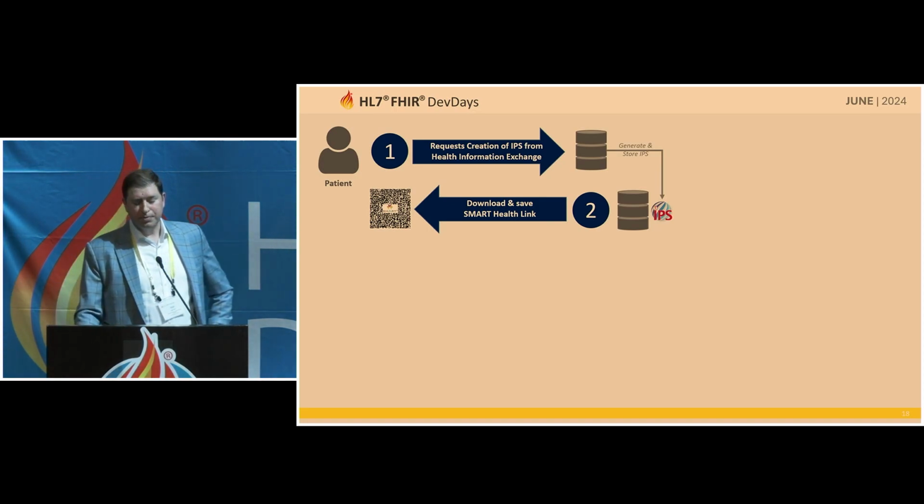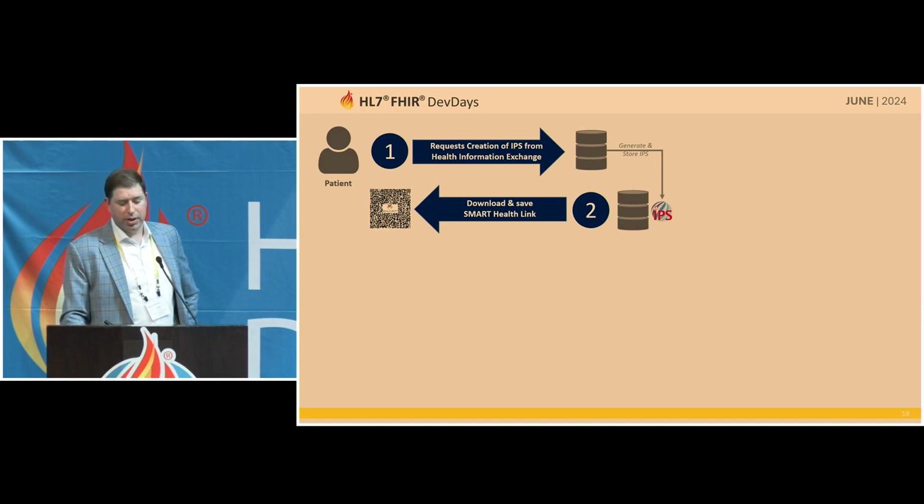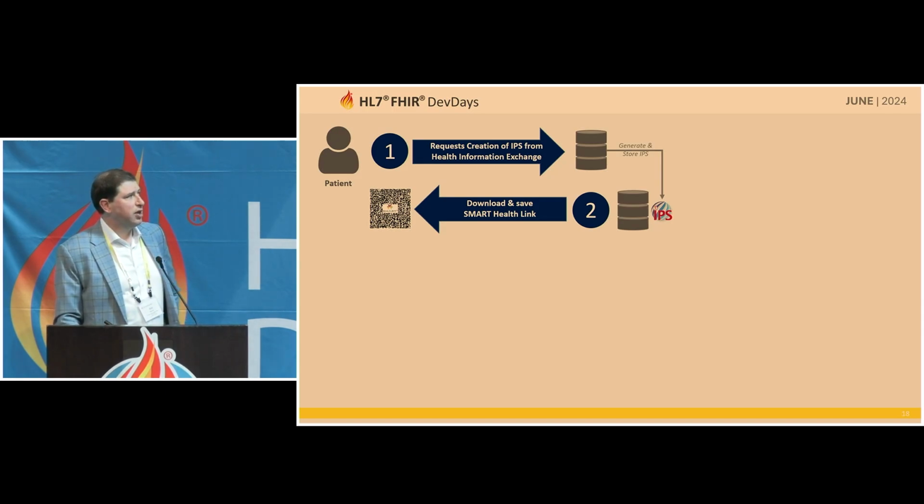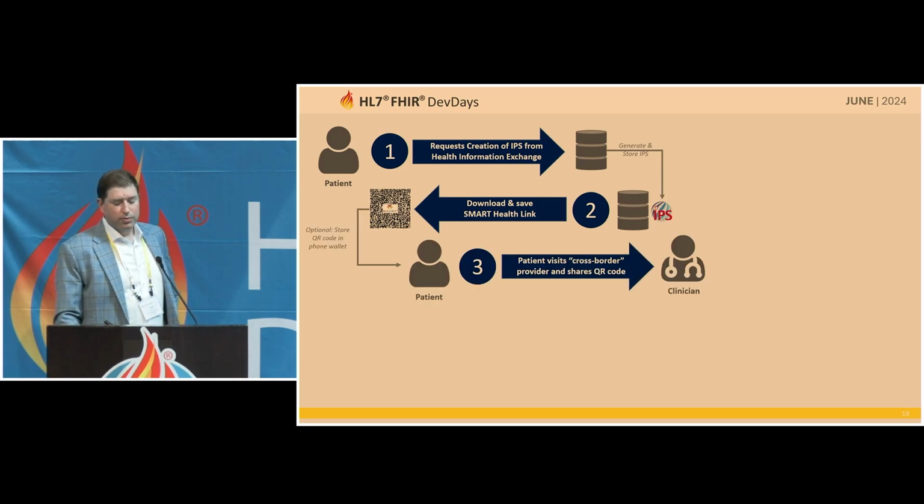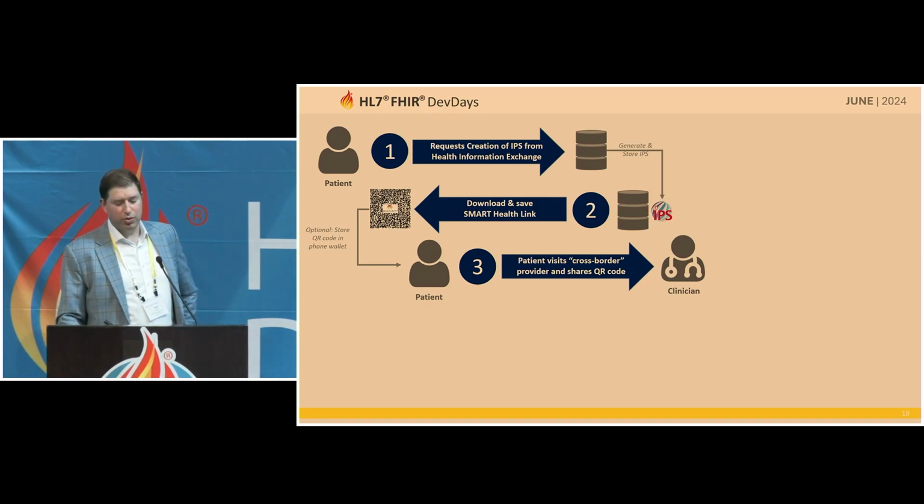Perfect timing. But so this is where the patient would request an IPS from the EHR or an HIE, either source system will work for the patient summary. Then the document is created at a point in time, and then the QR code is generated that provides the unique link to the patient's IPS. So then, if there was an event that happened in a cross-border scenario, the patient would then bring that to the provider, and the provider would scan that QR code.